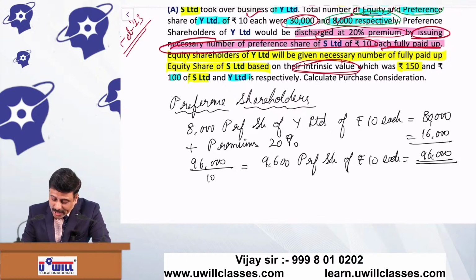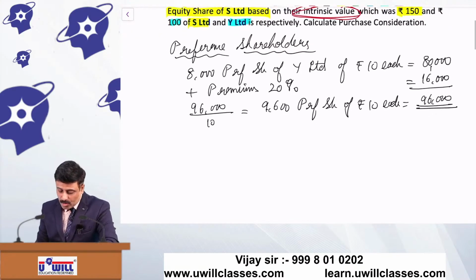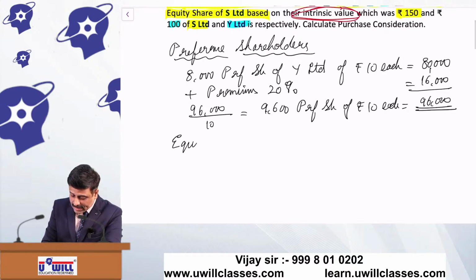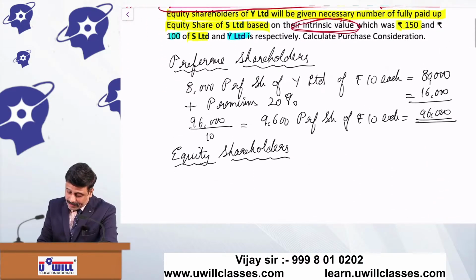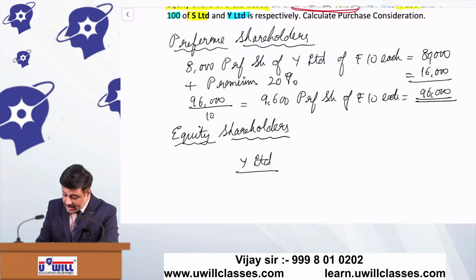Now this is what I told you in the shortcut method, establish the ratio. So if you do the intrinsic value, how the equity shareholders are going to be made the payment, understand this. Equity shareholders. First of all, two companies are S Limited and Y Limited. Y Limited is basically the company to whom the shares are to be given, and then S Limited.